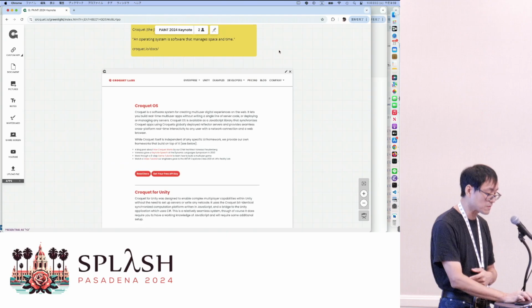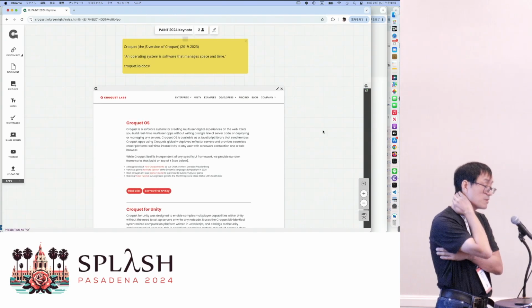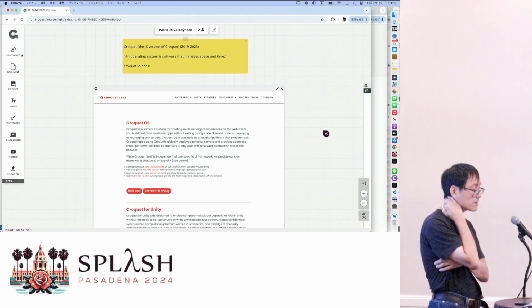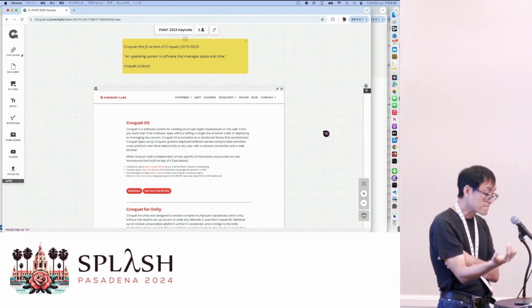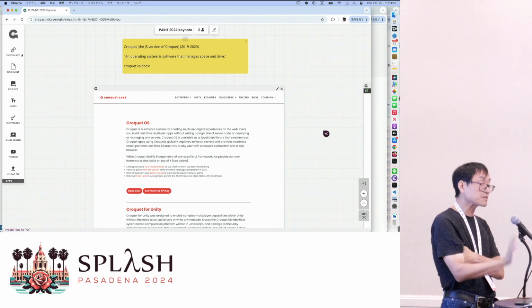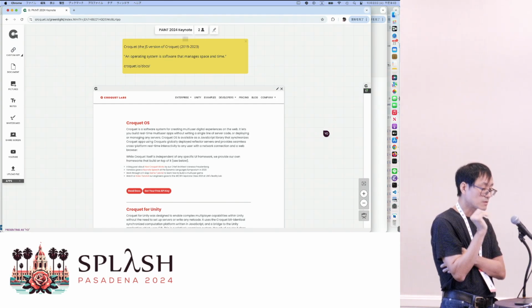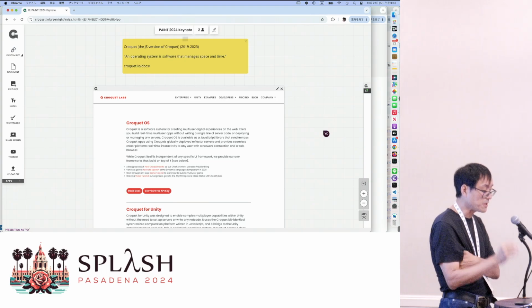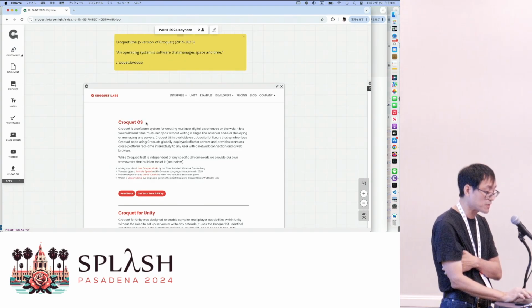And that was several years ago. But we started a startup called Croquet. And so this was about providing a library so that people can make their collaborative applications. And we call it Croquet OS.